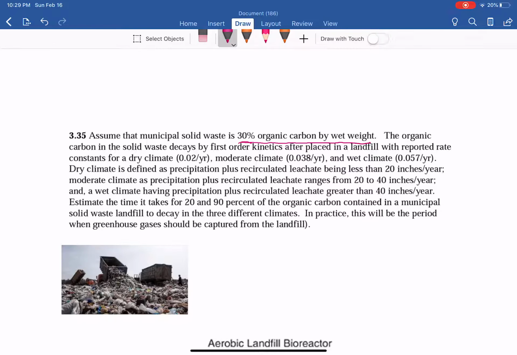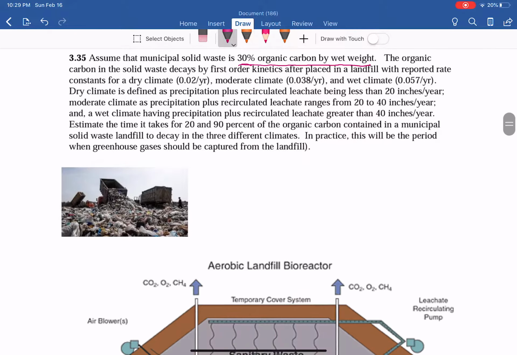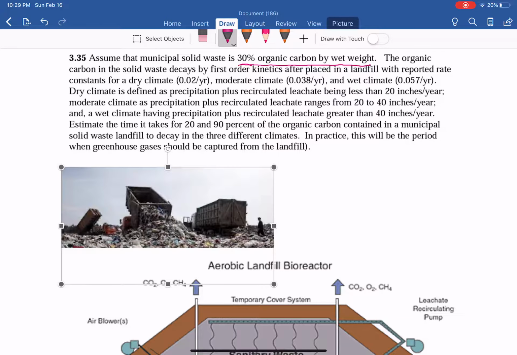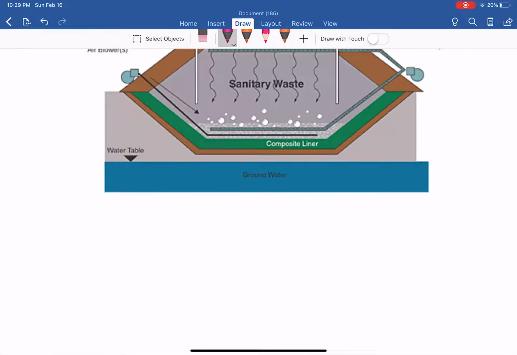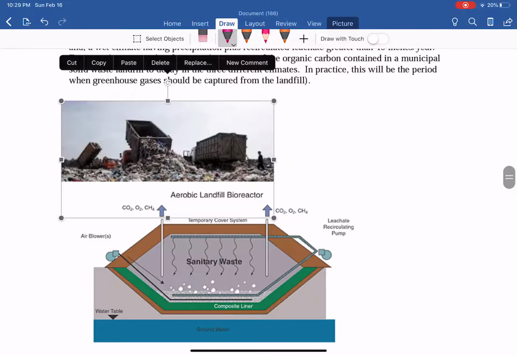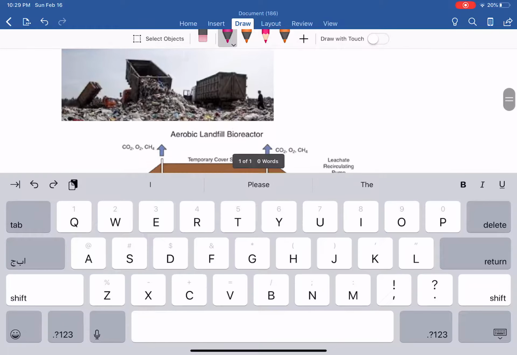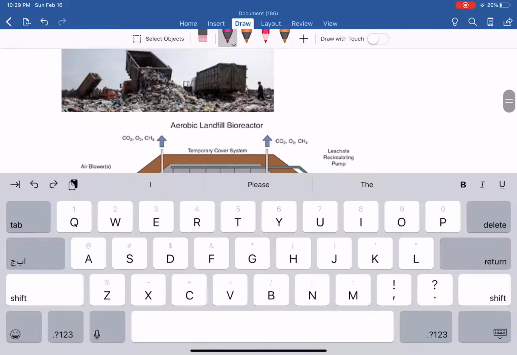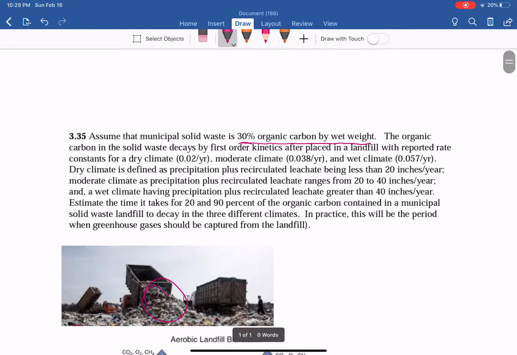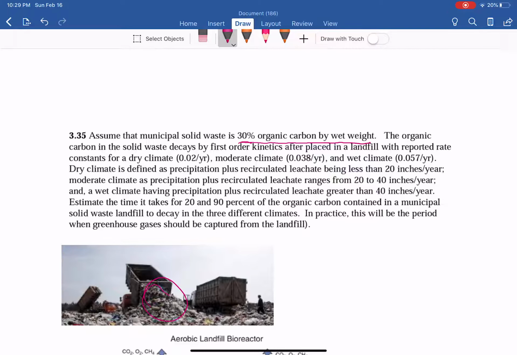So, the municipal waste, which is the trash that we throw out from home. If you just look at this sketch, you see that trash is all the trash that comes down from your house back to the landfill. These trucks take it from your home and from other industrial locations to a landfill. Okay? So we're assuming that 30% of this waste is organic carbon by wet weight.